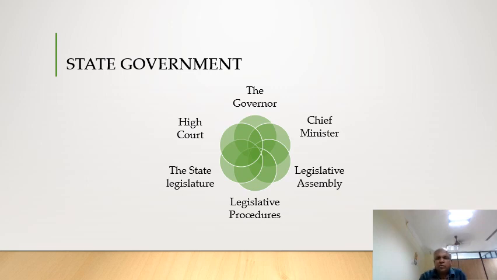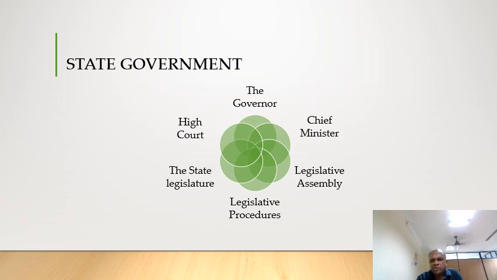We come to the state government. The picture shows the state government. Like we discussed the central government, where the executive head is the president, here the executive head is the governor. There the government head is the prime minister; here the government head is the chief minister.